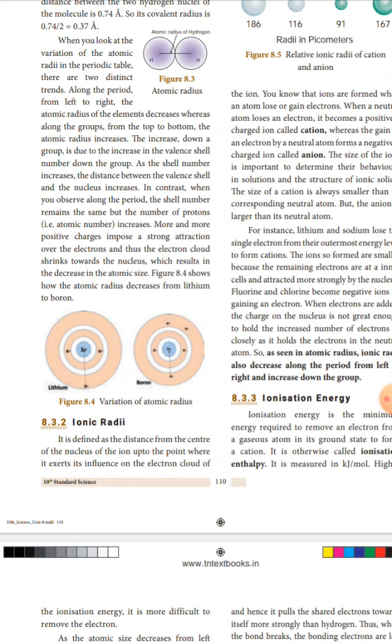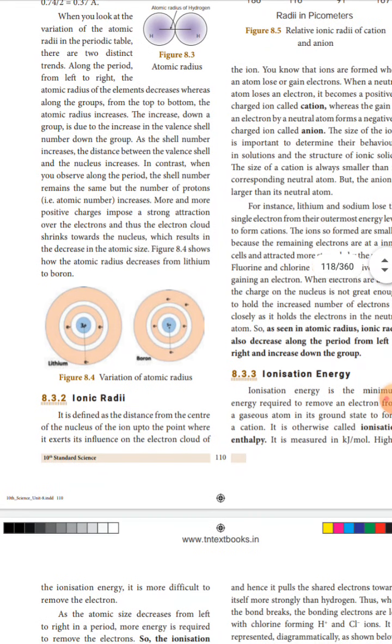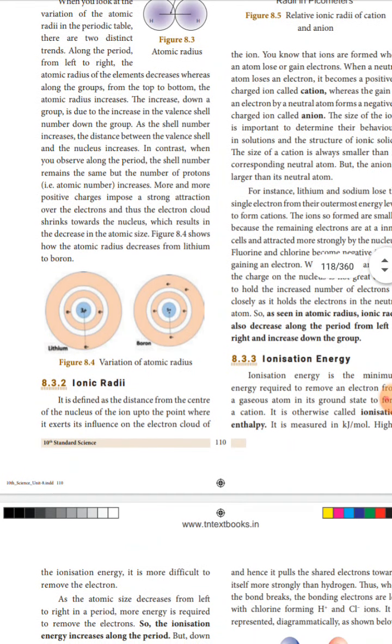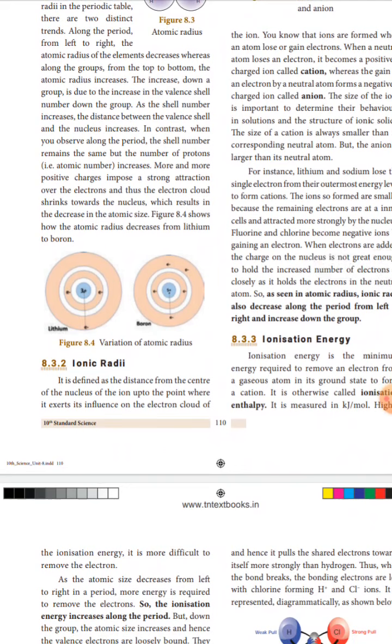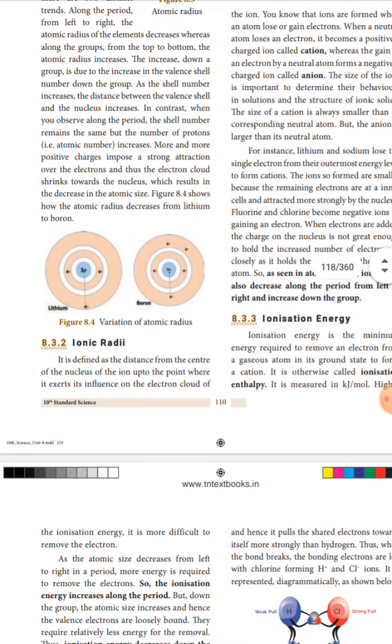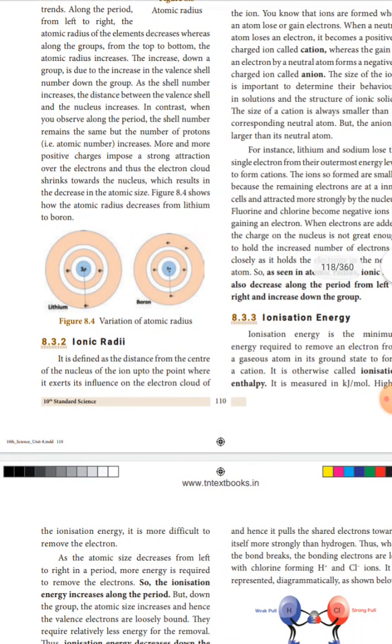But in contrast, when you move from left to right in the modern periodic table, the shell number remains the same. So along a particular period, the shell number will not change, but there will be changes in the number of protons. It is the atomic number only that changes. So more and more positive charges are added to the nucleus. More protons in the nucleus means the positive charge increases, so it exerts a strong attraction over the electrons, and thus the electron cloud shrinks.